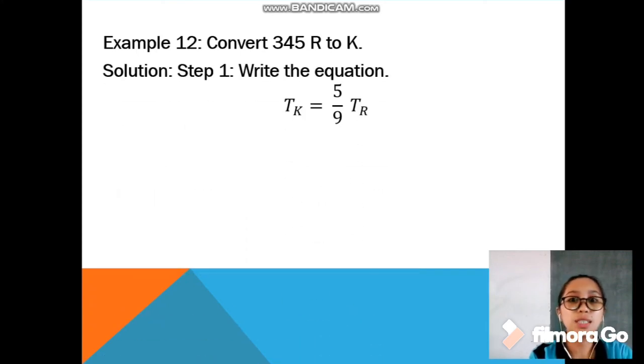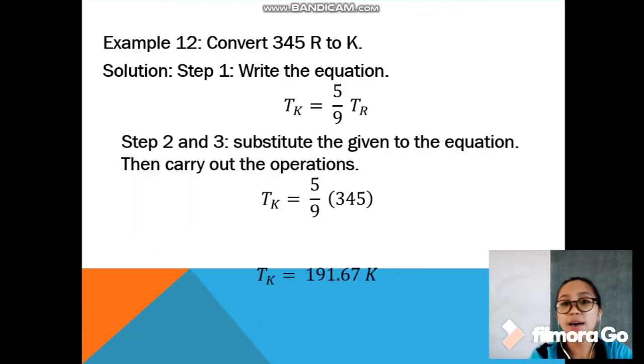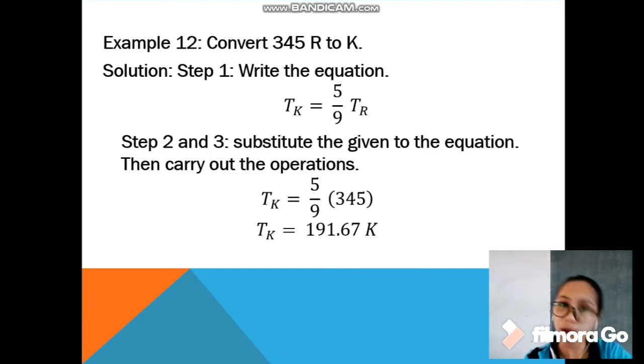And another example, from Rankine to Kelvin. You write the equation. This is the equation we're going to use. Since Rankine is what was given, you are simply going to substitute that value here in the T_R, then carry out the operation. So we have 191.67 Kelvin. Of course, use your scientific calculator. No problem. If you can do it mentally, that's okay too.